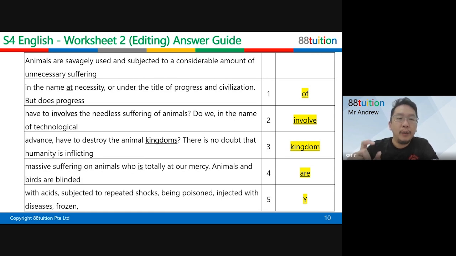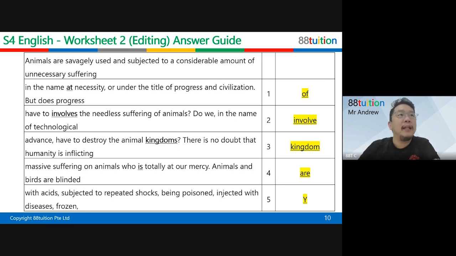So what's the clue here? In the name of necessity, you notice the next part, the title of progress and civilization. So that's already the clue. Okay, you can tally name of necessity, title of progress and civilization, because a title is also a name. So that's the first thing to take note of.